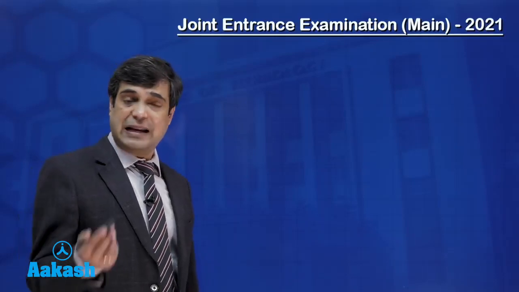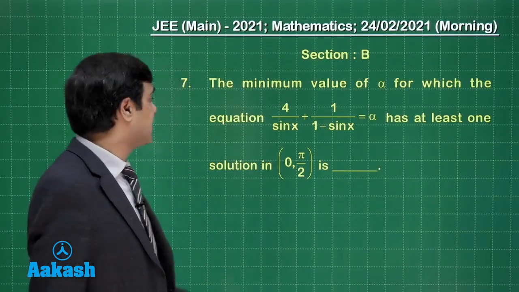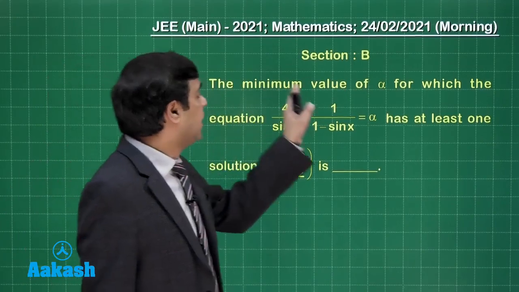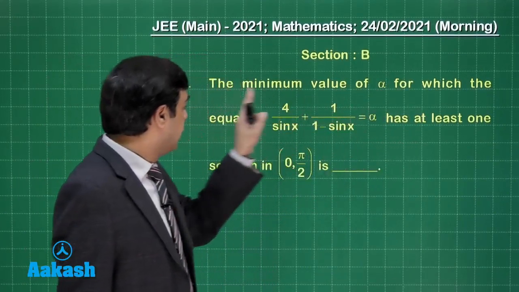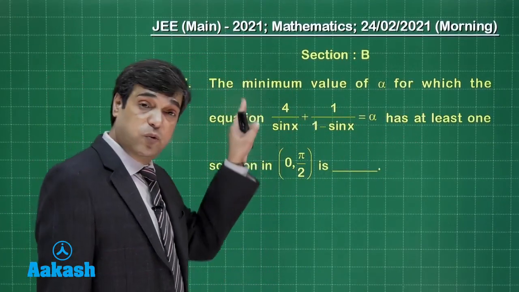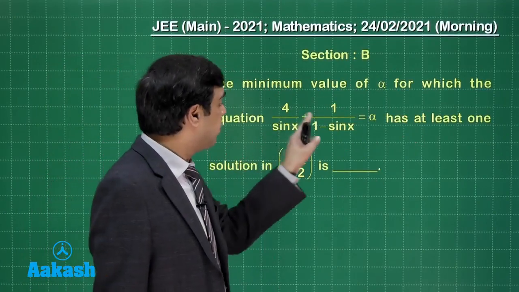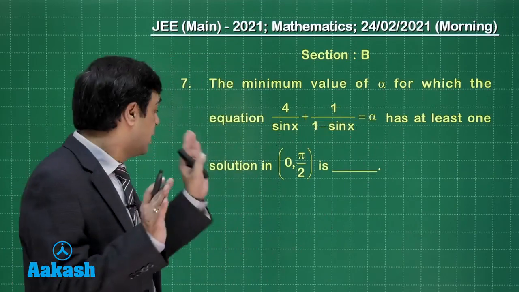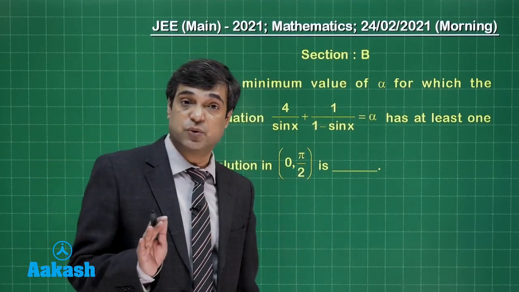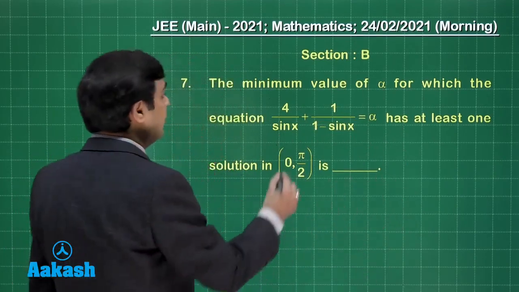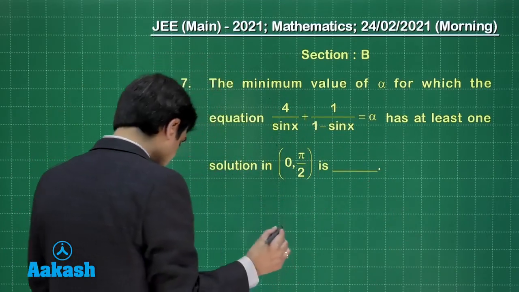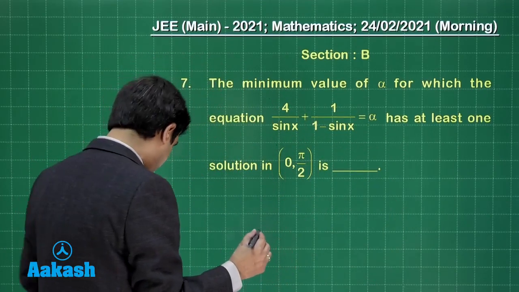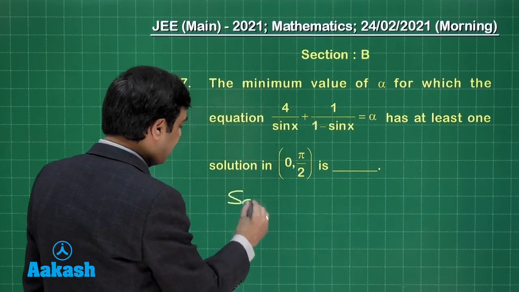Now moving forward, let's consider the next one, that is question number 7 from section B. The minimum value of alpha for which the equation 4 upon sine x plus 1 upon 1 minus sine x equals alpha has at least one solution in the interval 0 to pi by 2. So let's understand. We are talking about the minimum value. The minimum value for this expression, if we plan for, we can start it like this.